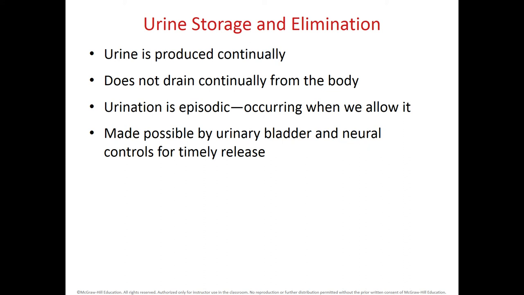Once you produce urine, you can store urine and later on eliminate it. Urine is constantly produced and does not drain continuously from our body, so it has to be stored. We store the urine in the urinary bladder, and then later on, we can excrete the urine episodically. This is made possible by neural controls that help to prevent the urinary bladder from either retaining the urine for so much time or releasing it when it's not necessary.